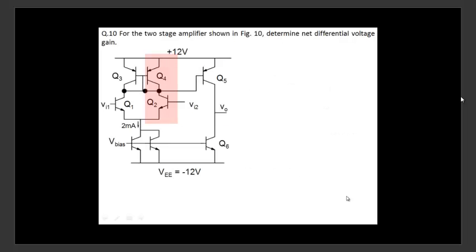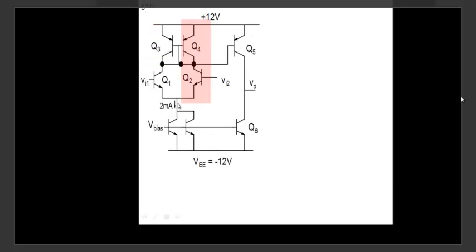Question number 10. For the two-stage amplifier shown in figure 10, determine the net differential gain. Okay, take a look at it. Note 2 milliamperes here. Unless otherwise stated, all transistors are identical. Note that when I draw like this here, it means all the bases are connected together to V bias.